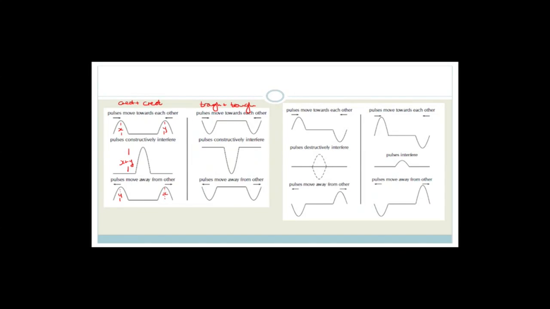So now again, if I call this, it doesn't really matter, let's call this distance A and this distance B. Because they're on the same side and it's a crest and a crest and a trough and trough, what's going to happen? We're going to end up with constructive interference. So this here is going to be A plus B. And remember what I said to you, they move through each other. So then this one here actually is that one that just moved through. So this is B and this now is A.